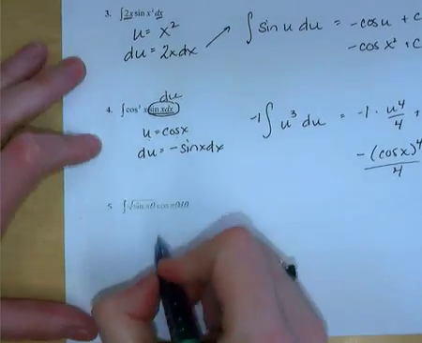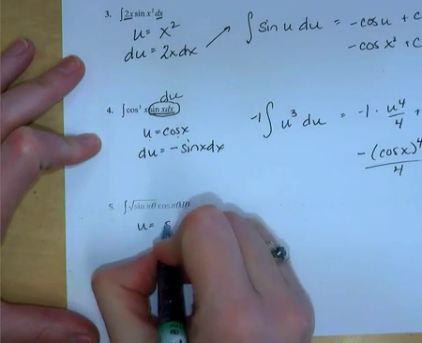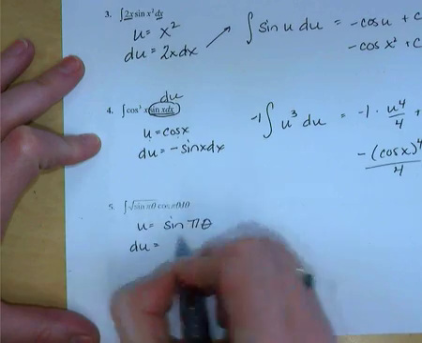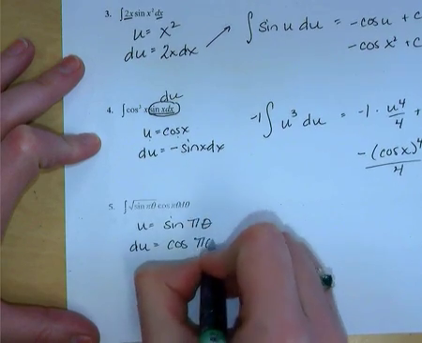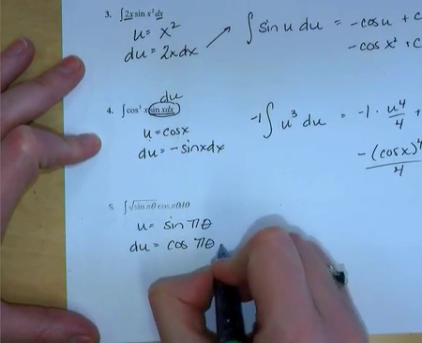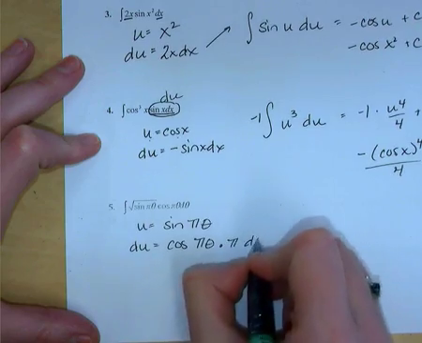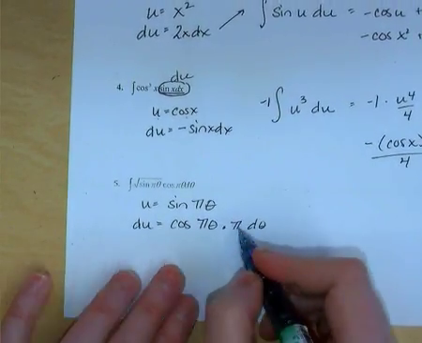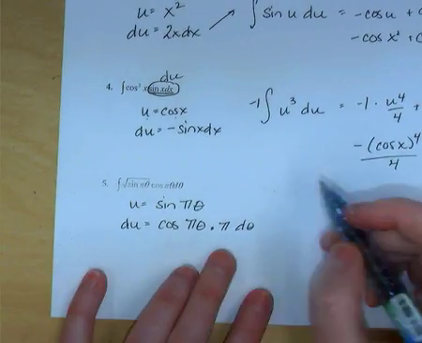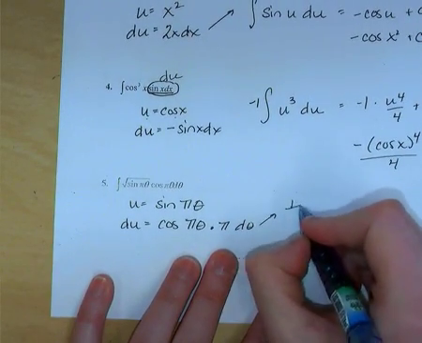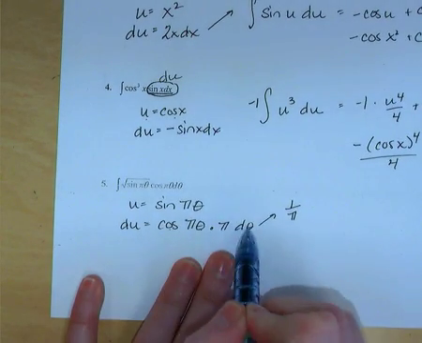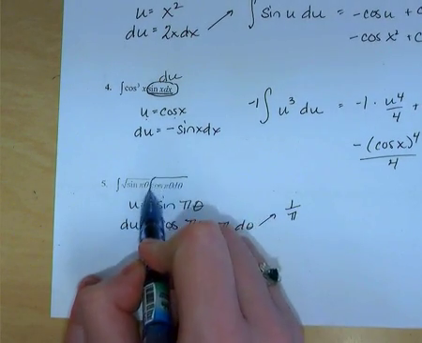If I let u equal sine of pi theta, then du is going to be cosine of pi theta, chain rule, times pi d theta. So now, that pi, it's just a constant. So I can take care of that by putting the reciprocal out in front. Cosine of pi theta d theta, that's all right there.